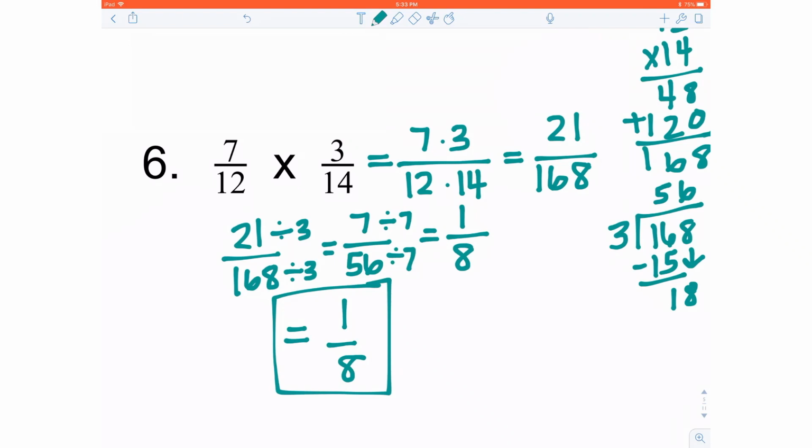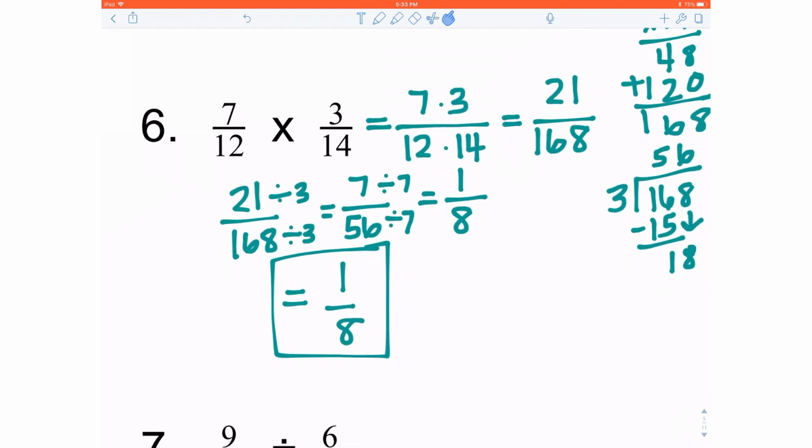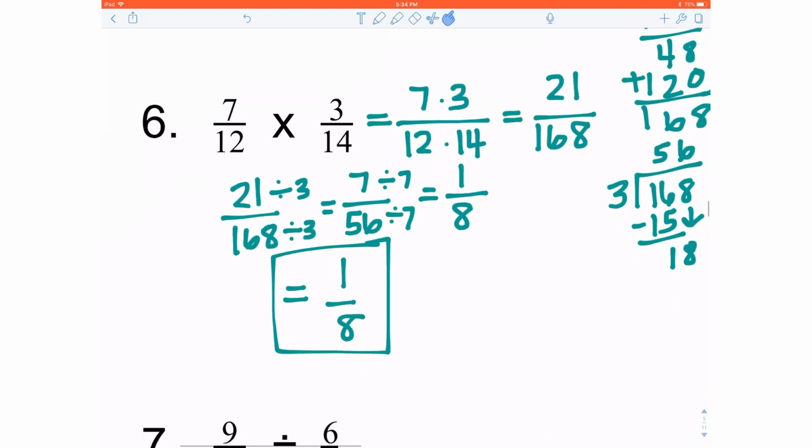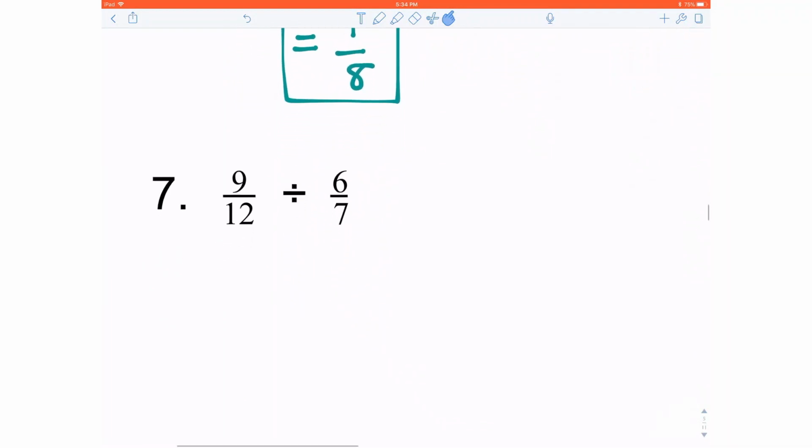All right, I hope you got that. I hope that was straightforward enough. We're going to move forward to division. If there was something you didn't understand in multiplying fractions, I encourage you to go back, rewind, and see what you didn't get, okay? All right, let's look at division.